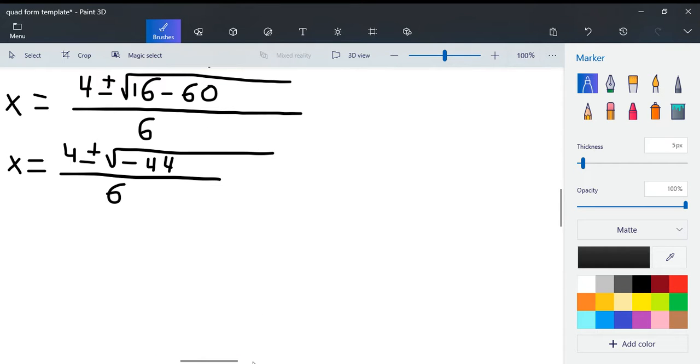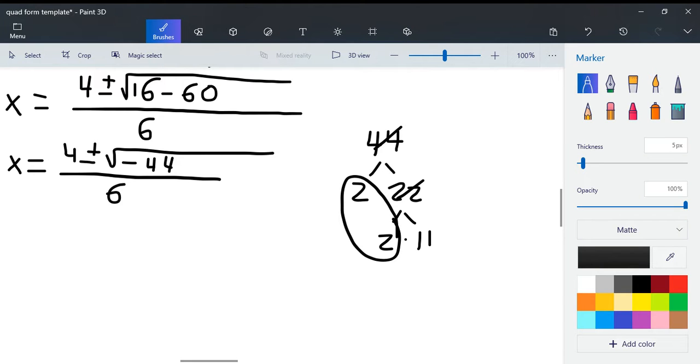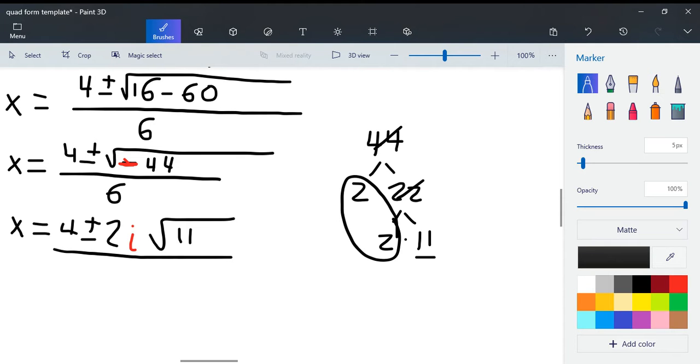To do that, let's make a factor tree. 44 equals 2 times 22. 22 equals 2 times 11. Your pair of 2's moves outside of the radical. Since we had a negative inside your square root, we have to take an i out of the square root as well. And the 11 is the only number left inside the square root, all of which is divided by 6.